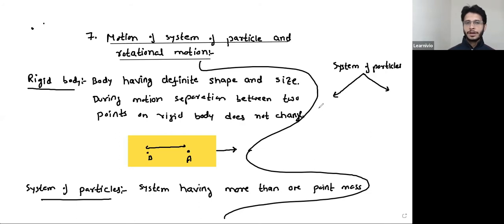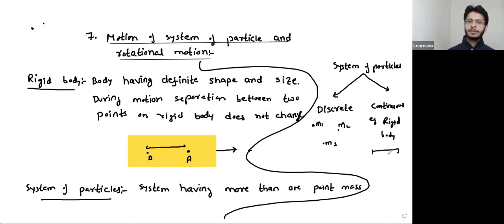The system of particles could be discrete. Discrete means you have a system, but particles, this is one particle and another is this. There is separation between the particles. This is known as discrete distribution. But instead of discrete distribution, you can also have continuous distribution. The example of continuous distribution is rigid body.